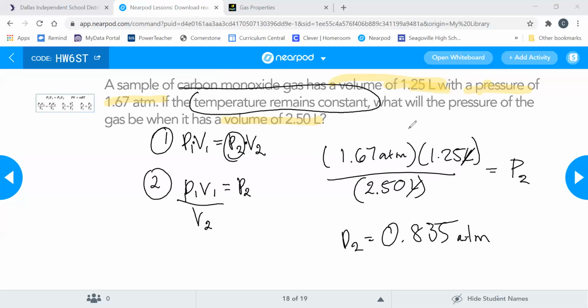So all you have to do is multiply these two and then divide by the one on the bottom. If you don't know, these parentheses mean multiplication. And then I divide by the 2.50 and this is what I got.